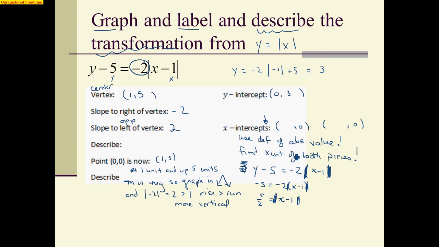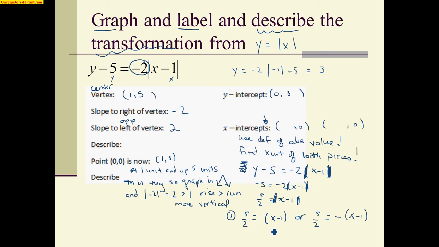Now I'm going to use the definition of absolute value, now that I have absolute value all by itself, and I'm going to say either, now I'm going to do the first piece, either 5/2 is equal to x minus 1, or 5/2 is equal to the opposite of x minus 1. And if you look back at your definition of absolute value, that's what happens. At the vertex, right, you either have a positive x, or in this case x minus 1, or negative. To the left of the vertex, you have negative whatever this is.